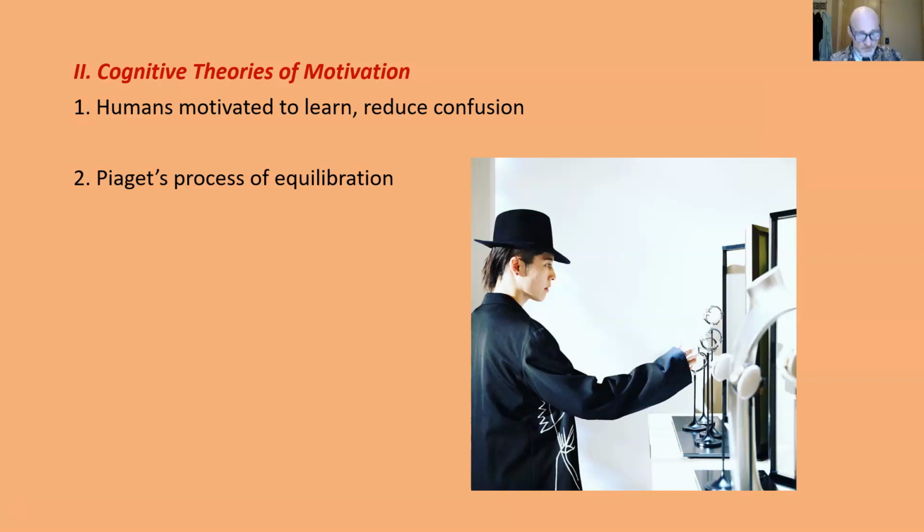Cognitive theories of human motivation. Humans are motivated to learn, to reduce confusion. It's this natural inclination. When you encounter new information or novel information, there's this disequilibrium that is created. This is a very dissatisfying state.